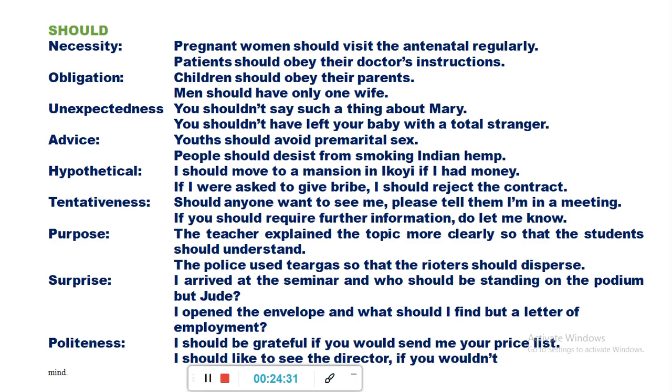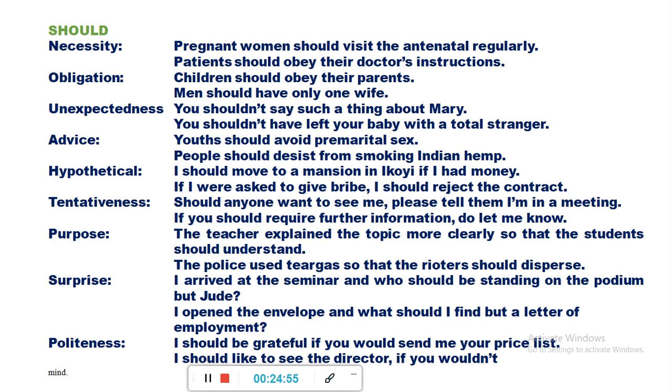Then we can use should to express purpose. The teacher explained the topic more clearly so that the students should understand. The police use tear gas so that the rioters should disperse. The purpose of using the tear gas. So should is used to express that purpose.